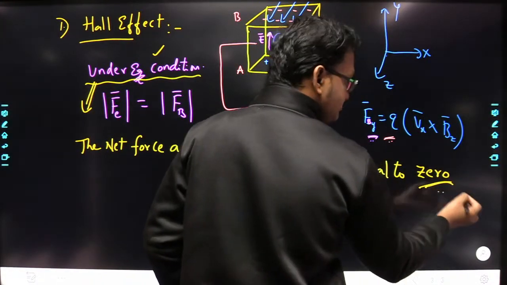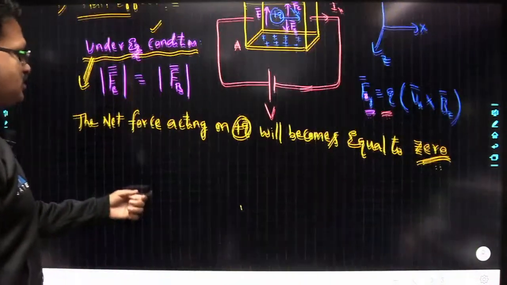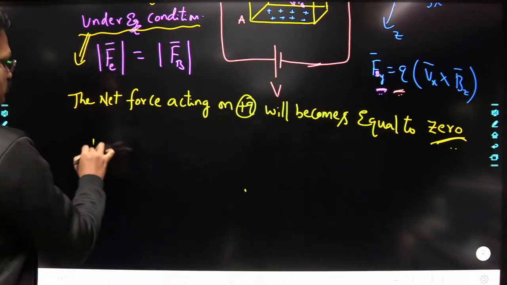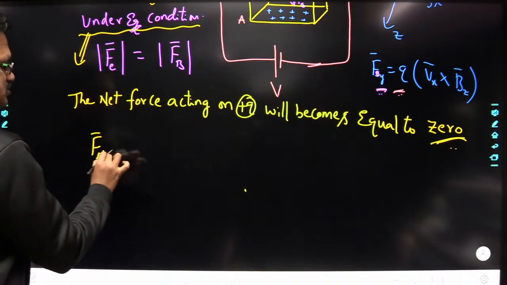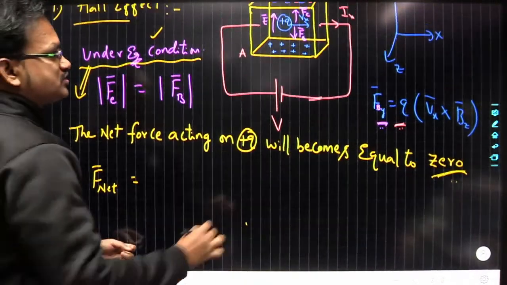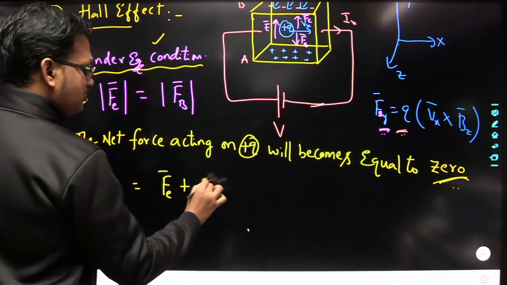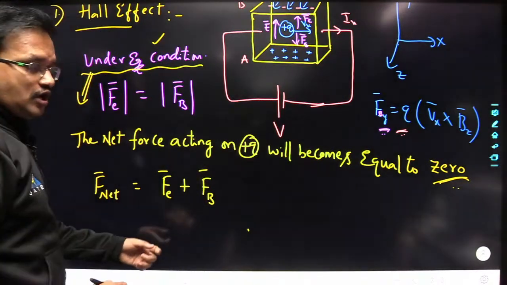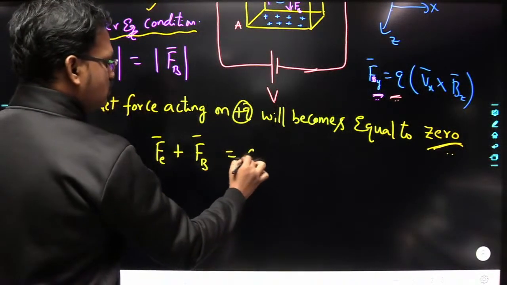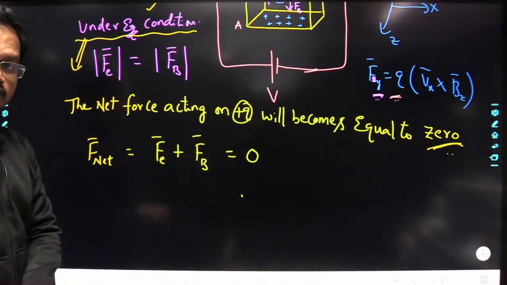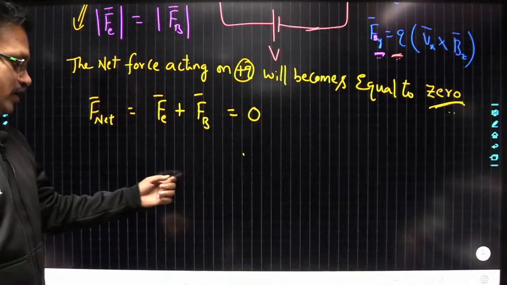Right, so what is the net force here? The net force is nothing but the sum of all the forces, that is F electrical plus F magnetic. Understood? So this must be equal to 0. This must be equal to 0.